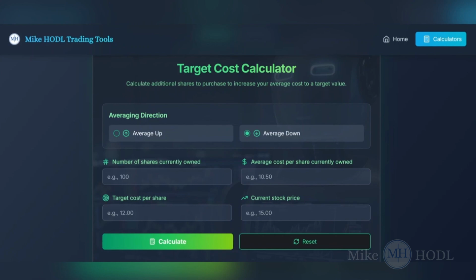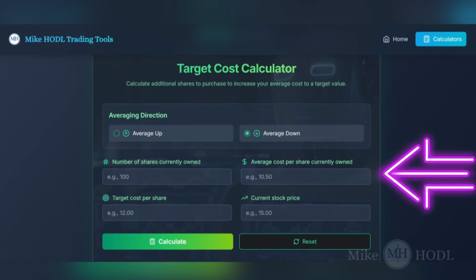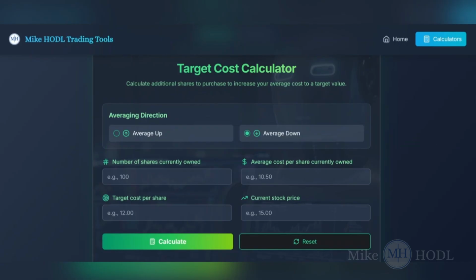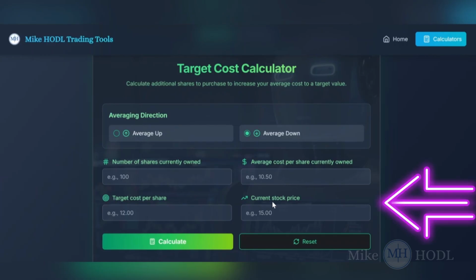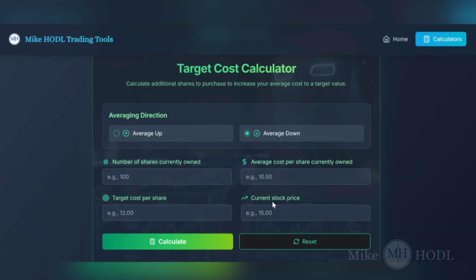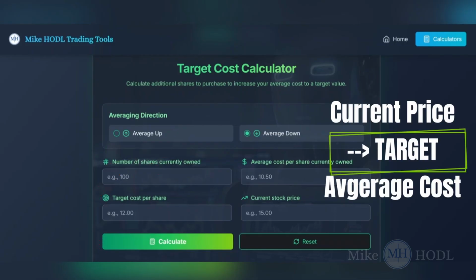Next, there are 4 fields for data entry. 1. Number of shares currently owned. 2. Average cost per share currently owned. 3. Target cost per share. 4. Current stock price. Essentially, you input your current number of shares and your average cost per share for that position. Then you set a target. This target must be between the average cost of the shares you own and the current stock price, as you cannot average up to a price higher than the current market price.